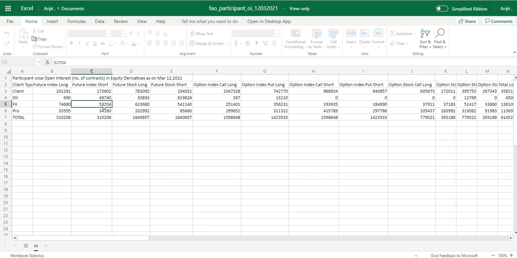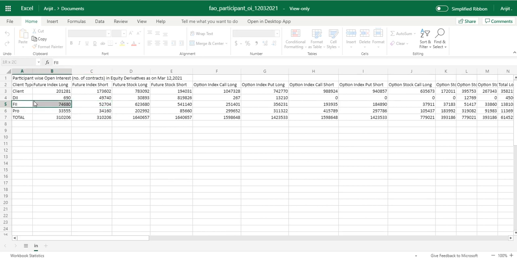So this gives you a holistic picture on the cumulative side, which means as of 12th March, what is the position for this participant, whether they are on the long side and how many contracts they are holding on the long side. If you just subtract future long minus future short, you get the net position. It's coming around 21,000: 74k minus 52k, which is around 21,000 net long contracts FII is holding, because the long side contracts are more.